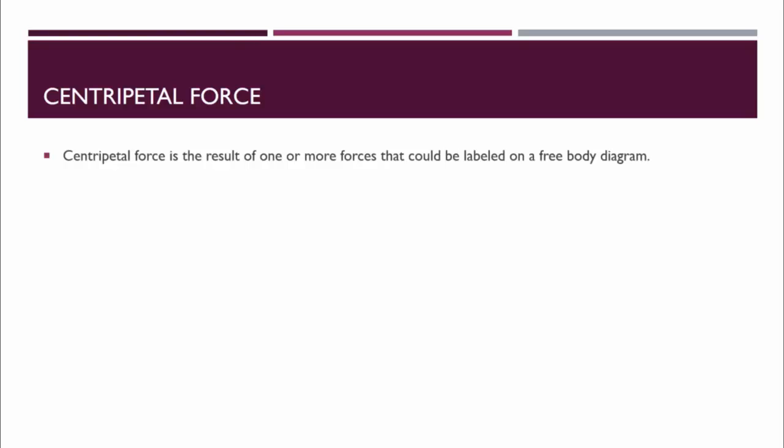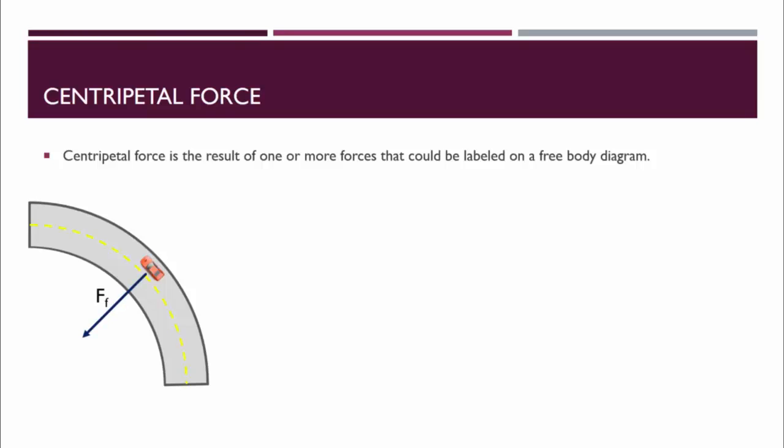The centripetal force is the same way. The centripetal force is the result of one or more forces that could be labeled on a free body diagram. For a car driving around a curved track, the force that keeps the car in the circular path, in other words, the force that prevents the car from skidding off the road, is the force of friction. In this case, we would say the centripetal force equals the friction force.